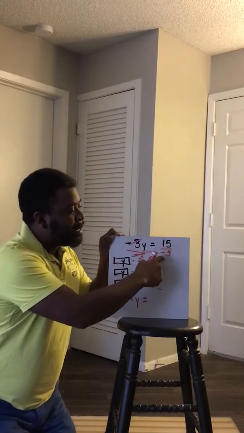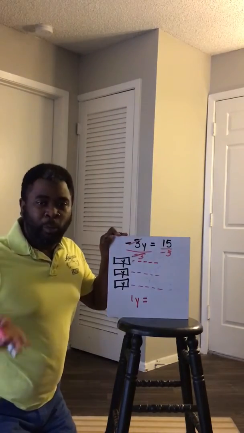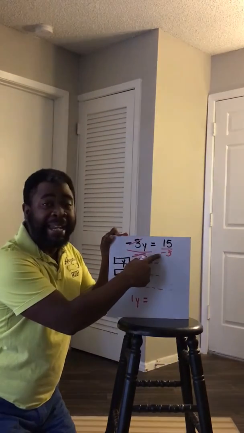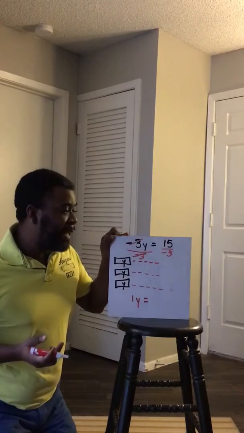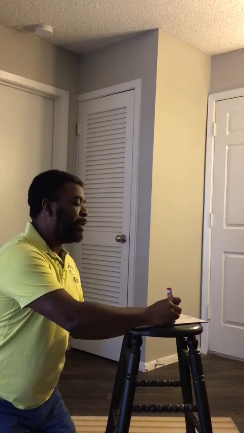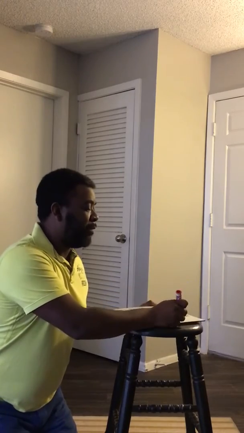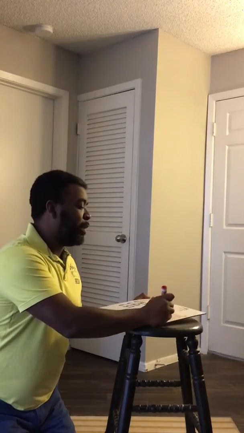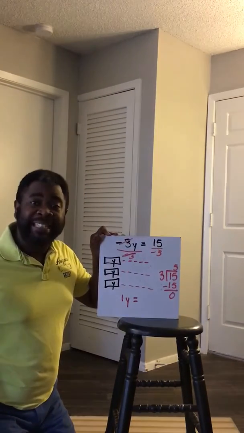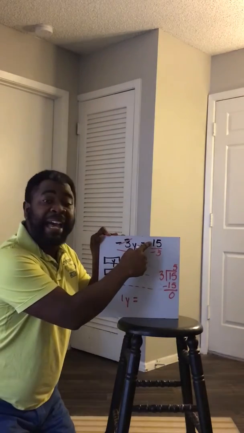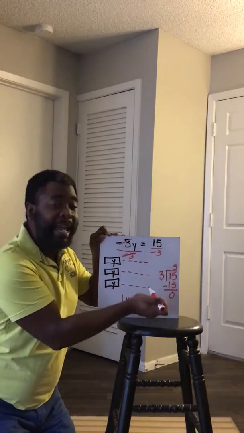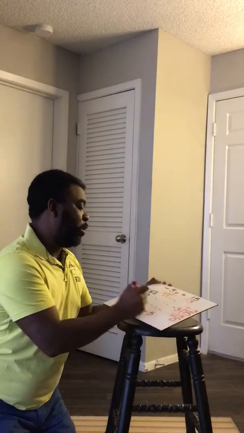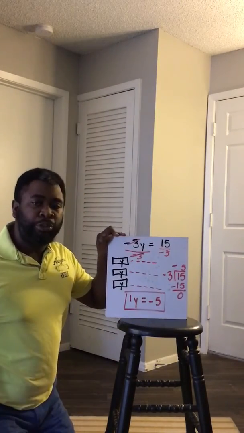1y. How many times does negative 3 go into 15? Well, remember the rule. If I have a positive and I'm multiplying or dividing by a negative number, my answer is going to be negative. So 3 goes into 15 5 times. 5 times 3 is 15. 15 minus 15 is 0. But remember, positive times or multiplied by a negative gives me a negative answer. So 1y would be equal to negative 5.